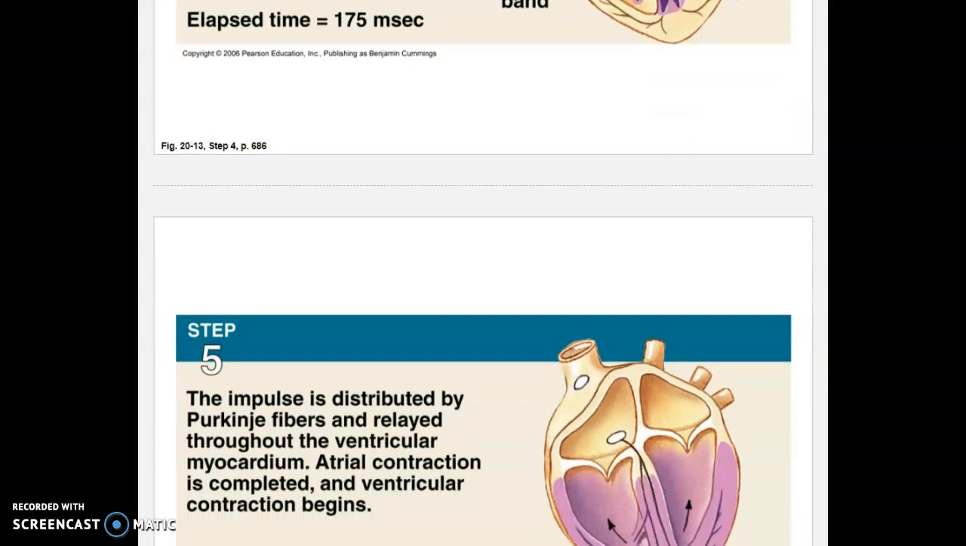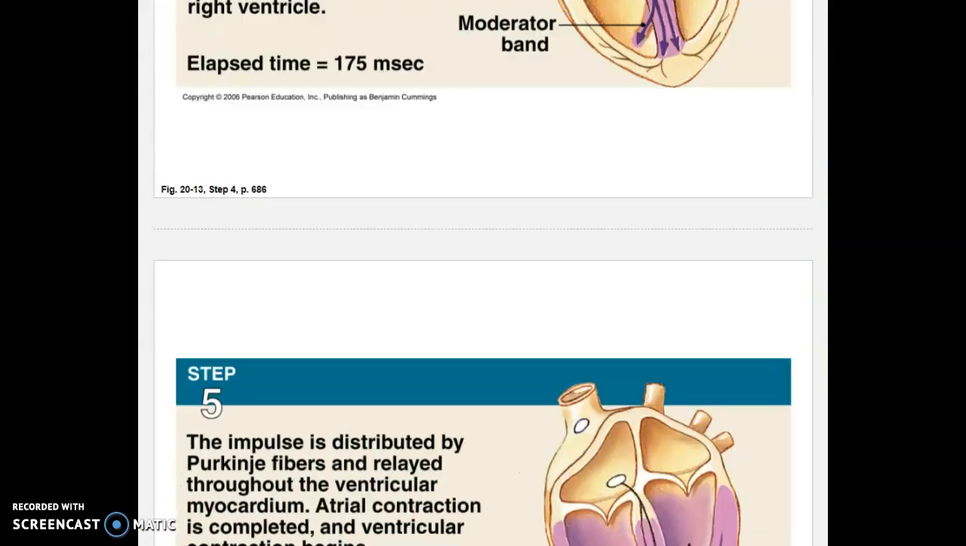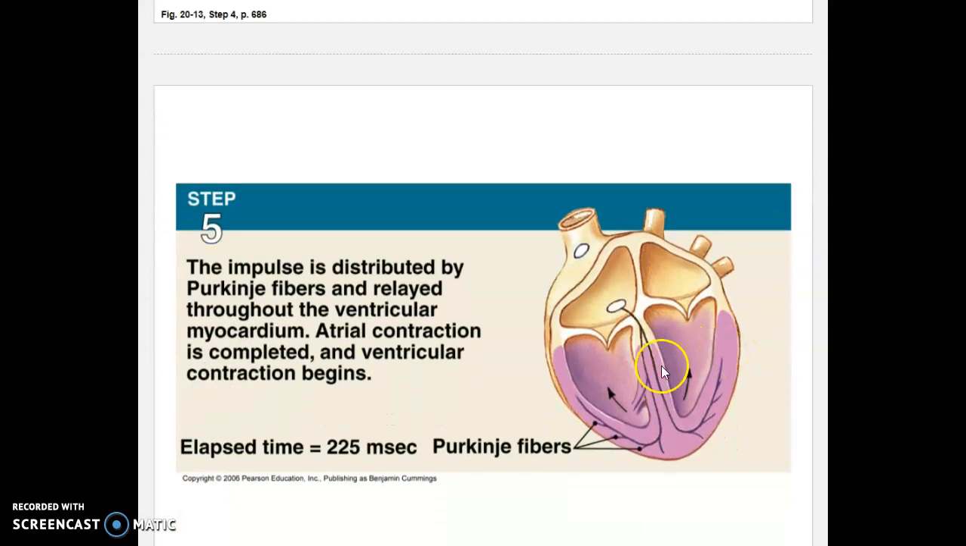Okay, now it takes 50 more milliseconds for the signal then to pass up the Purkinje fibers and across to the actual muscles here to trigger their contraction. So from the time the signal was initiated here, spread through the internodal pathways to the AV node, our 100 millisecond delay, then our movement into our AV bundle, down our bundle branches, up our Purkinje fibers, the whole time took 225 milliseconds out of a second.